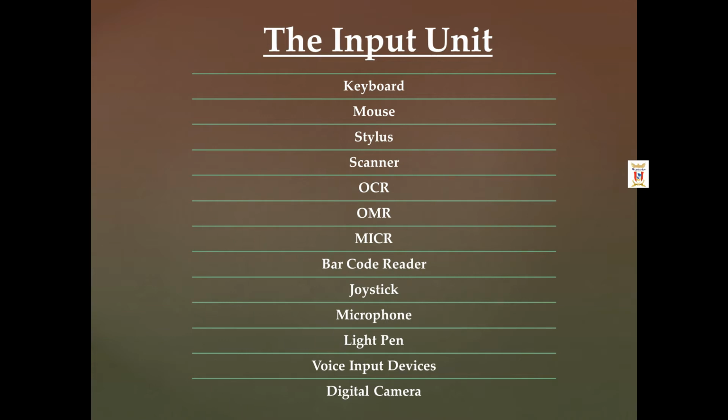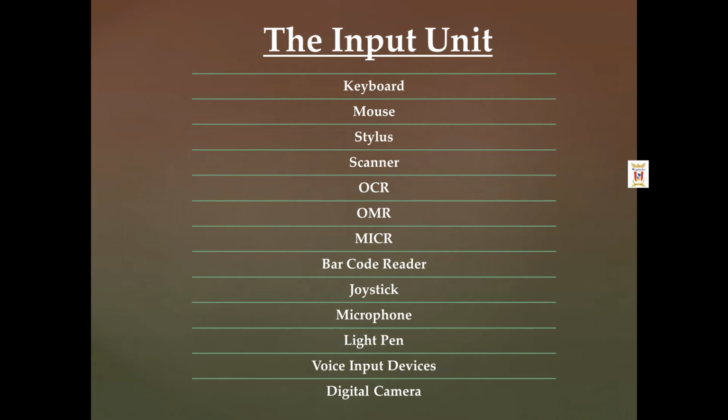The next one is OMR. OMR stands for optical mark reader or recognition. OMR is a device for capturing the data formed by light and dark marks. You must have seen some examination OMR sheets in which you fill the circles with the pencil and the computer scans those circles and matches the answers.